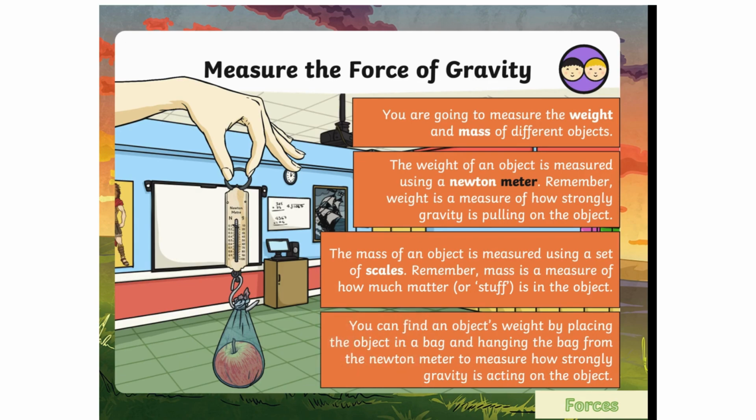You can find an object's weight by placing the object in a bag and hanging the bag from the Newton meter, as you see here in the picture. That is how the Newton meter measures how strongly gravity is acting on the object. Just in case you don't have a Newton meter, try to get the idea of how the weighing is done with the help of any weighing scale that is available. All right. If you have a Newton meter, well and good. Definitely give it a try.